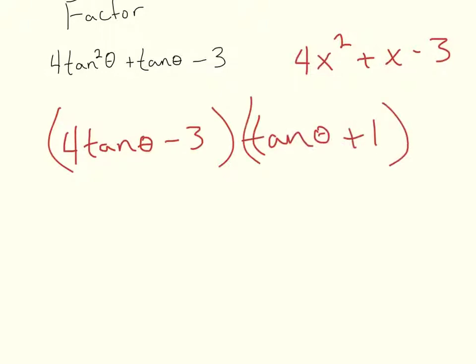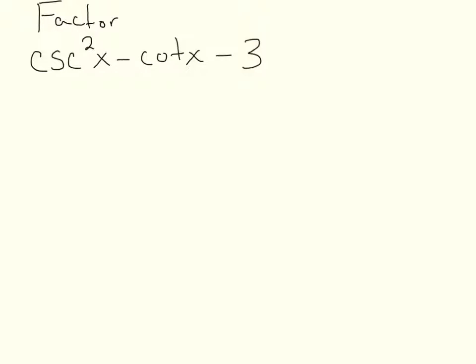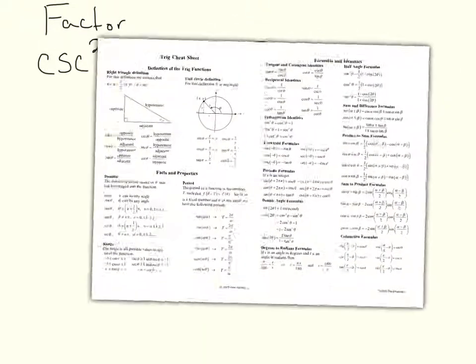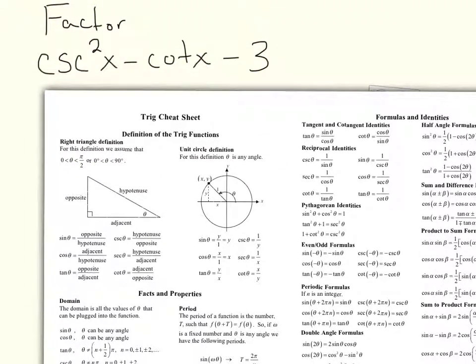Now, we could confirm this by distributing and finding that we end up with the same 4 tangent squared theta plus tangent theta minus 3. But this is our factored form. Let's try one more factoring before we get into simplifying expressions. Say we have cosecant squared x minus cotangent x minus 3. Let's pull out our trig identity sheet and see, is there an identity that could help us here? One that could either eliminate the cosecant in terms of cotangent or eliminate the cotangent in terms of cosecant.